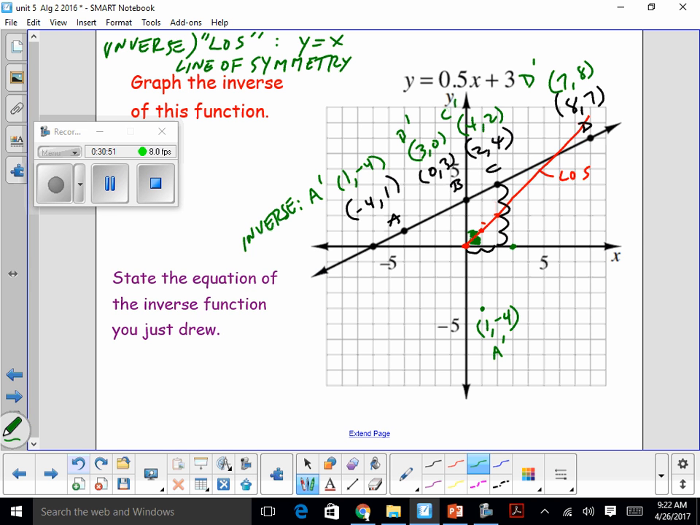Alright, so this one is going to be 3, comma 0, and I'm going to put in the name. This is B prime. Keep going. So if you're writing, then you're doing good. If you're not writing, then... Where is C prime? 4, comma 2. 4, comma 2.